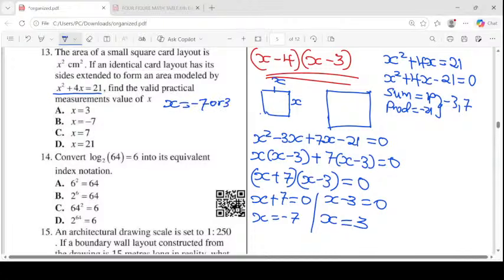Look at it. They say find the valid practical measurement. When you're told to find the valid practical measurement, x is length. Can we have length that is negative? No, length can never be negative. Therefore, we are going to take the positive value of x. We conclude that x should be equivalent to 3, because you cannot have a length that is negative. That's why we are ignoring the negative 7. So the correct answer here should be A for apple. A very standard question.